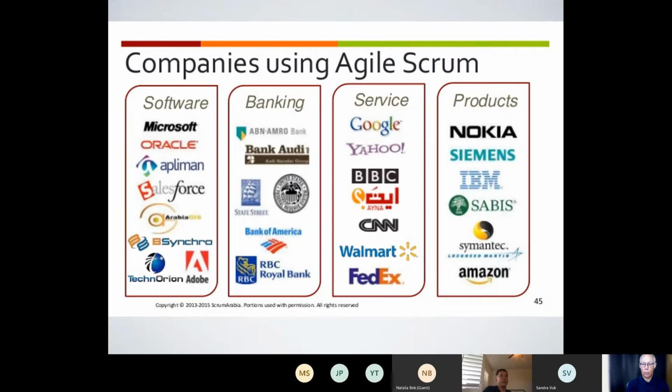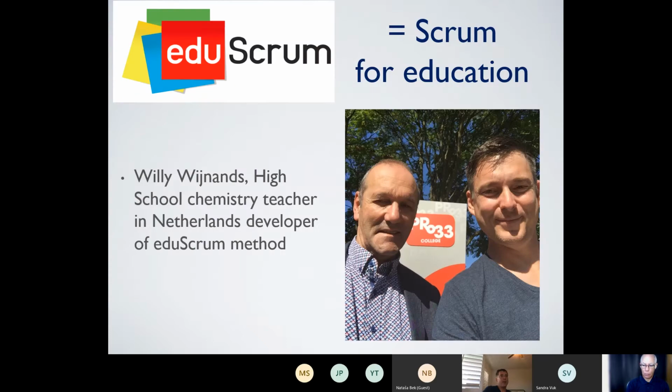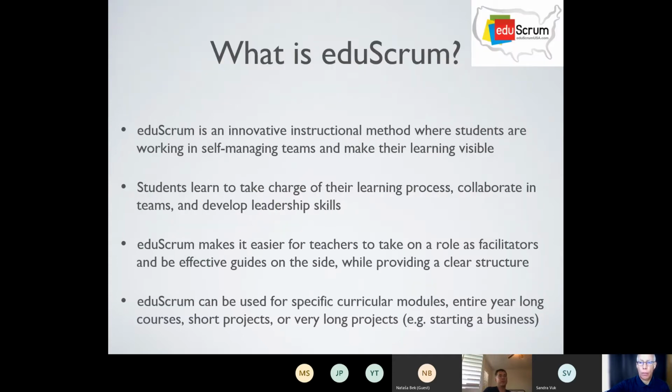Here are some other examples of companies that use Scrum, and the interesting part is that you can actually use Scrum in education. So this gentleman here, Willy Wijnands, is a teacher from Holland who has developed a method called Eduscrum, which is Scrum for education. And I want to share a little bit more with you about this. Usually I do this a little more engaging, but we have only a limited amount of time. I want to make sure that I share the key aspects of the information with you.